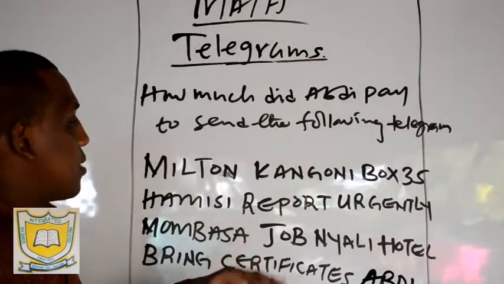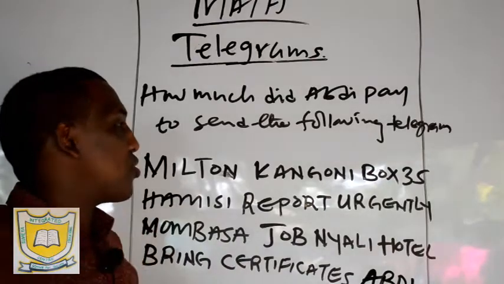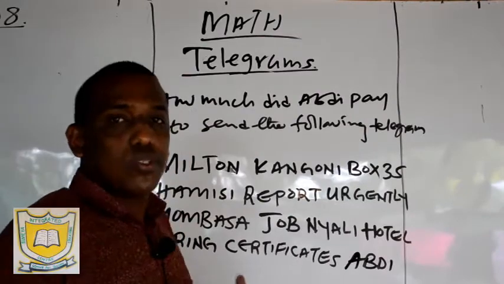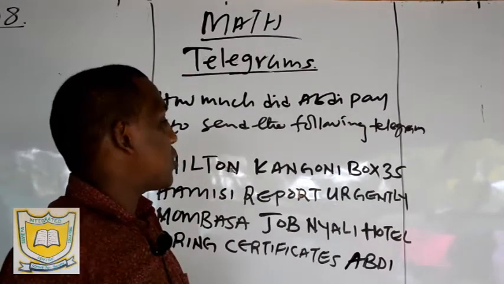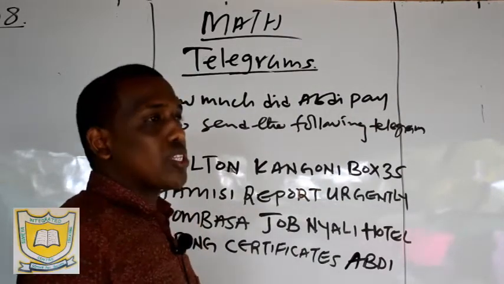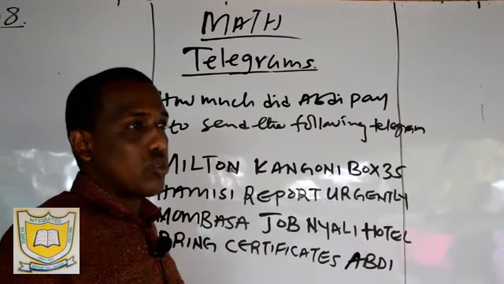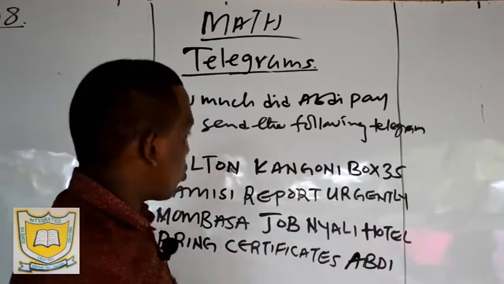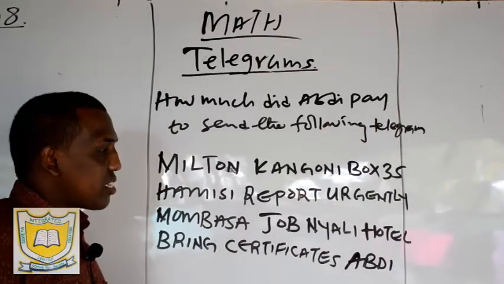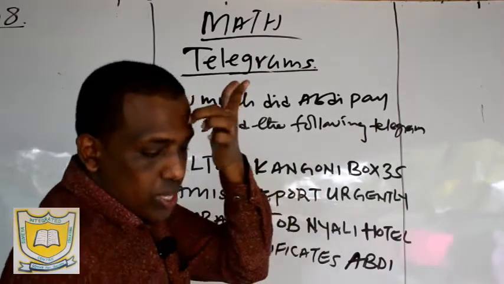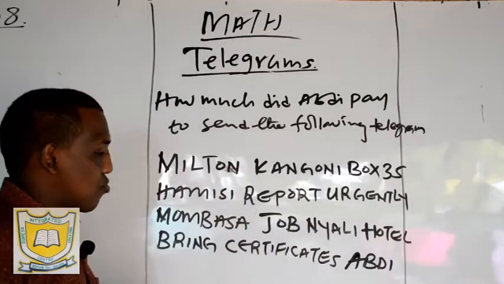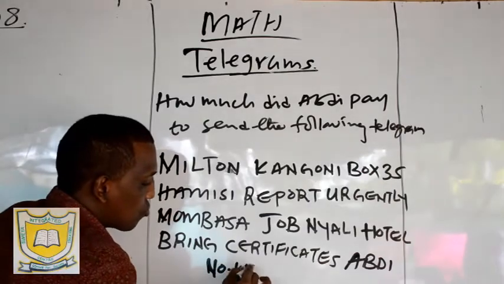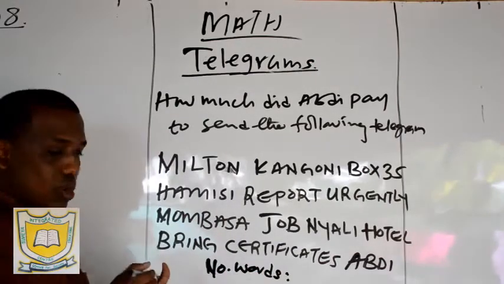So the person sends a message to the post office, and when we are sending a message, we don't use the primary verbs or conjunctions, because if you use them, you'll be charged more. For example, if you are sick, you tell your mother: mom, Abdi sick. So the first thing we do is to count the number of words.